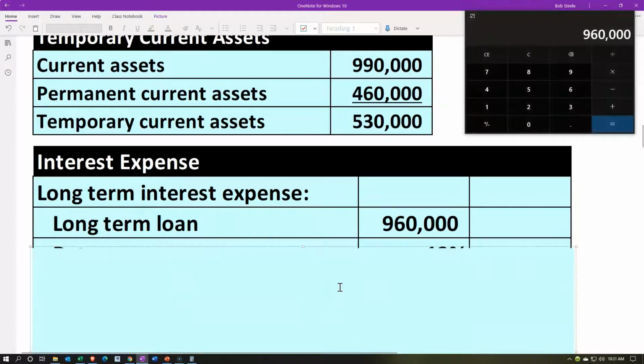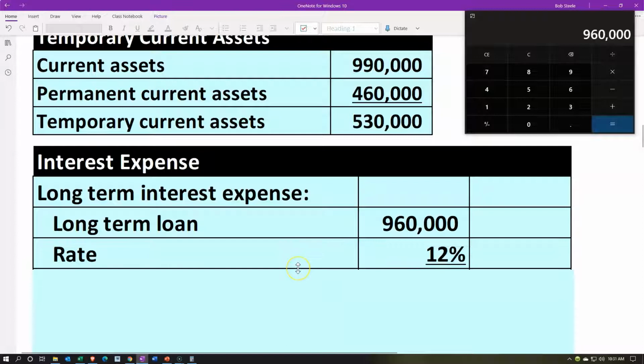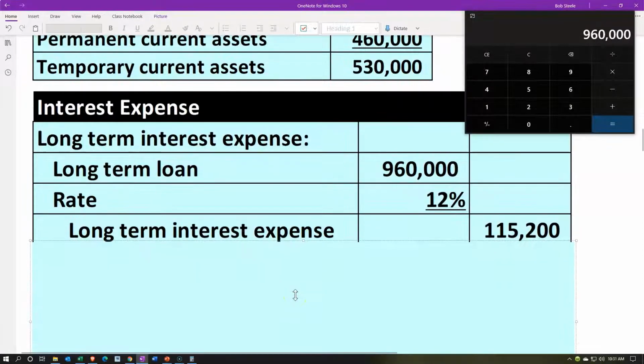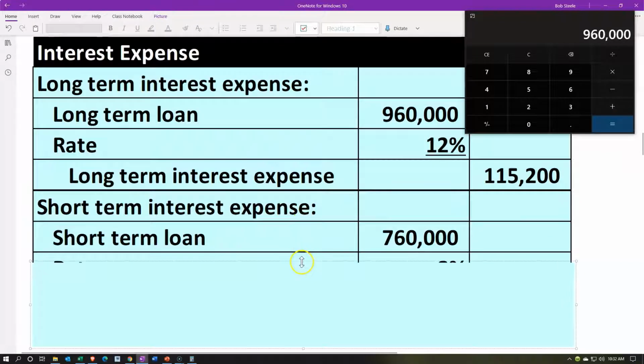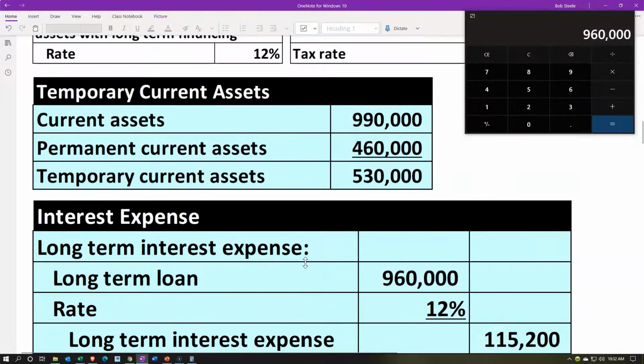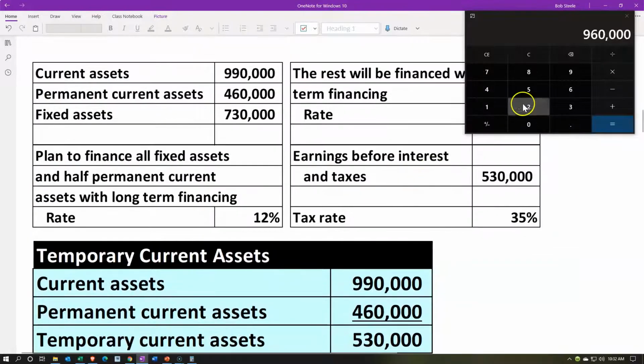So we have the 960,000. The rate is going to be the 12% on the long-term rate. That's going to give us a long-term interest of $115,200. Then we have the short-term expense, which is going to be 760 because we will assume we're going to finance this entire thing with a loan.